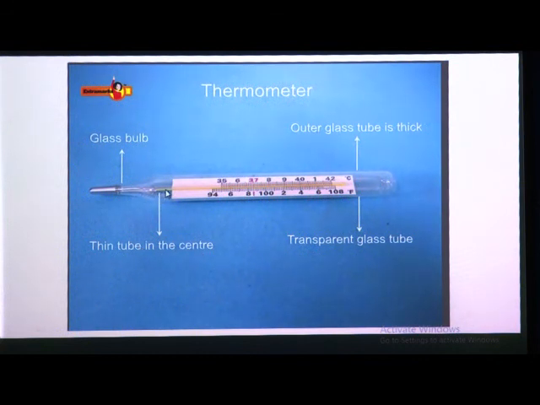If you do not know, just go and see that we are having one thin tube inside and an outer glass tube that is thick. The outer glass tube will be very thick. So, it is not easy to handle. The structure is already given, that the outer portion will be the thick portion, and the transparent glass tube which is there inside will protect the mercury and the thin tube which is placed in the center, and we are having some measurement here.